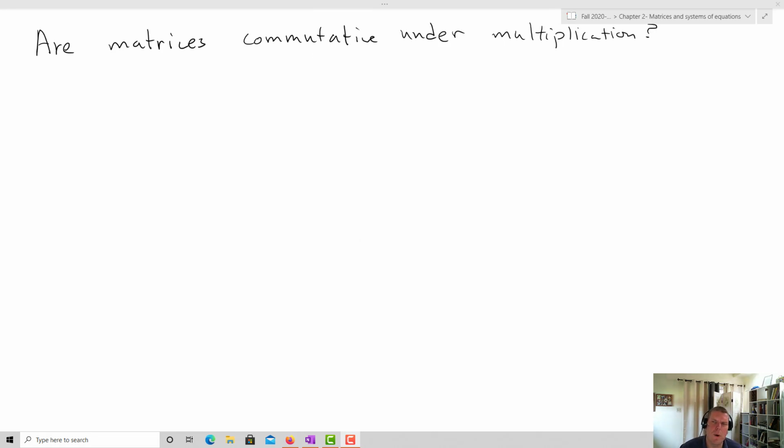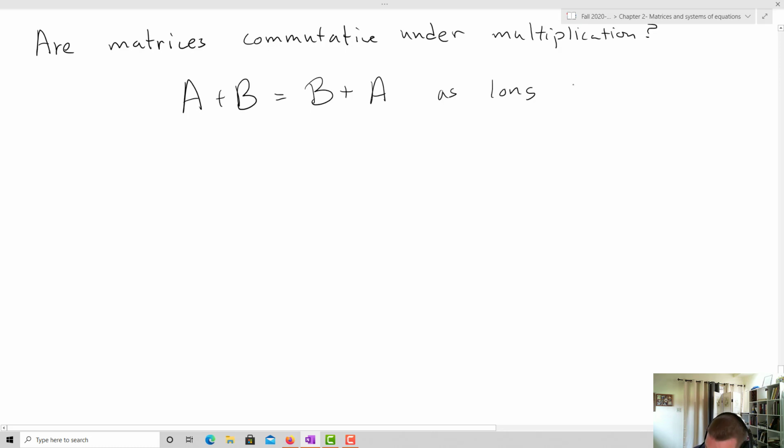So the next question we want to answer is, are matrices commutative under multiplication? We do know, and I'm going to tell you this, that matrices are commutative under addition, right? What does that mean? That means A plus B equals B plus A, as long as we can actually add A and B. But is AB equal to BA?